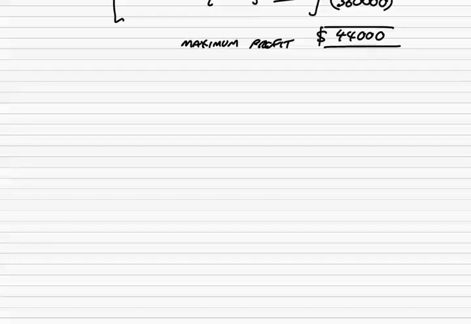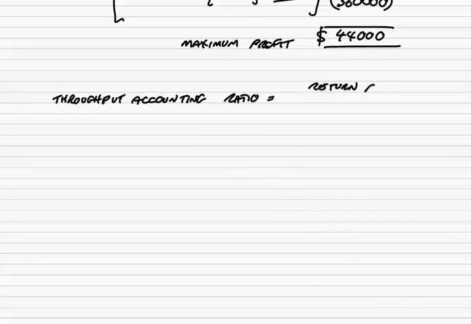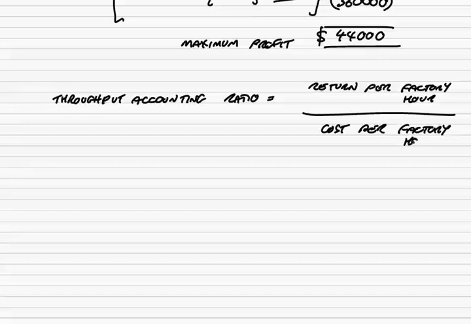So with the same example, and it's printed on the previous page, the throughput accounting ratio is defined as being the return per factory hour divided by the cost per factory hour. Now, I'll explain the relevance afterwards. Let's just do the arithmetic first. But the return per factory hour divided by the cost per factory hour.